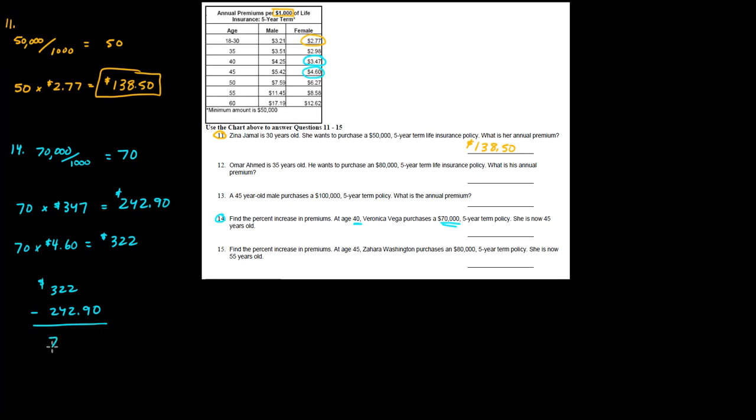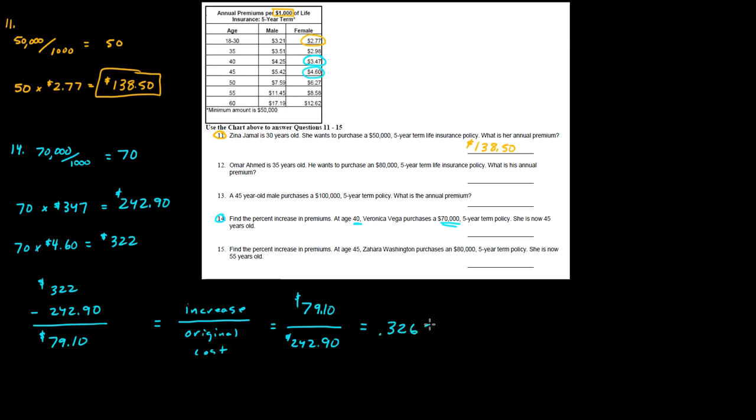is $79.10. So remember, the formula to determine the increase amount is you take the increase and you divide it by the original cost. And so that gives me $79.10 divided by the original cost, which was $242.90. And what that's going to leave me with is 0.326, which turns into 32.6%.